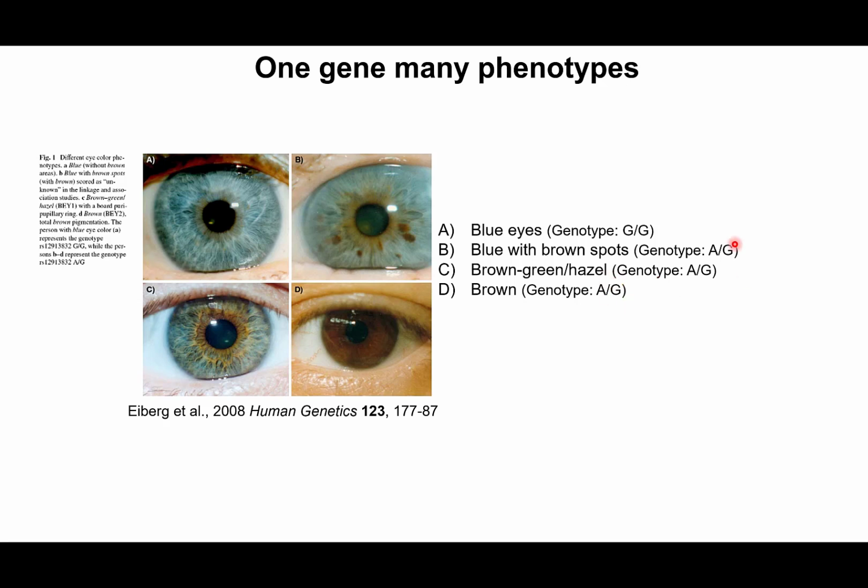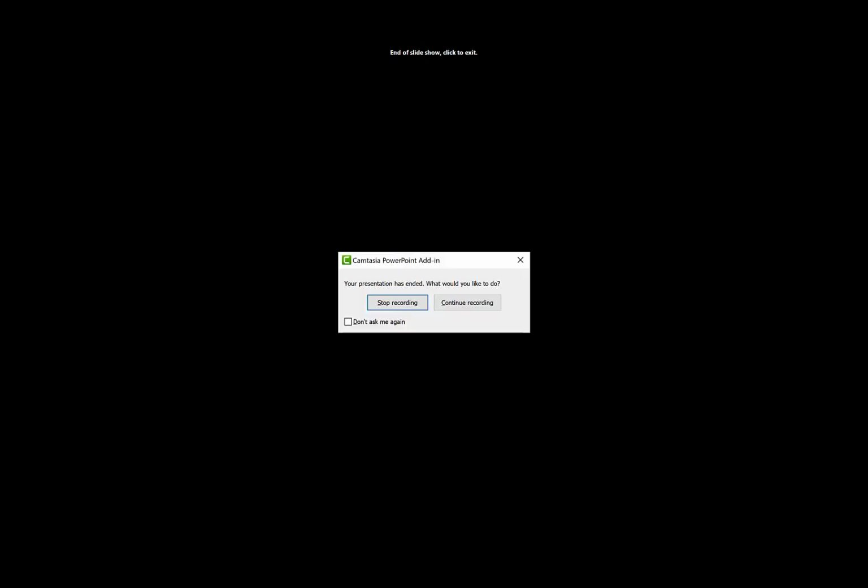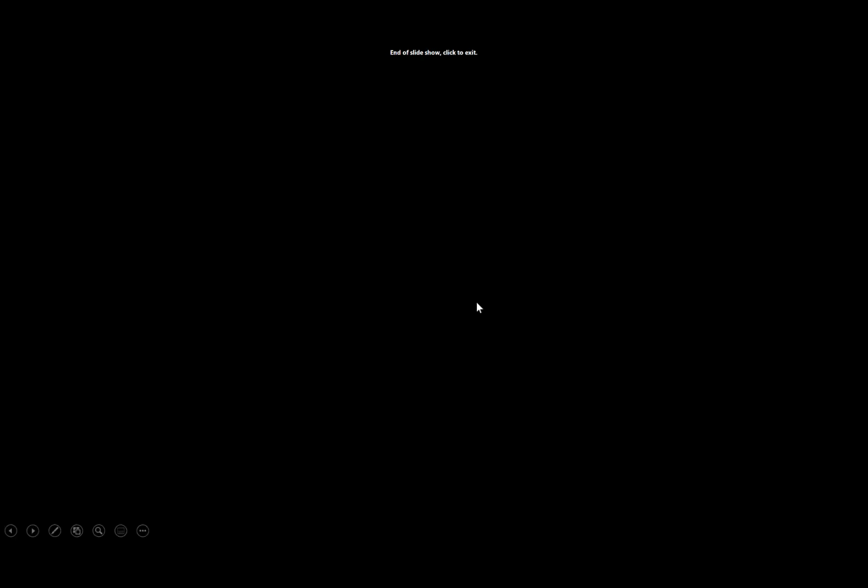The exact same genotypes for all three of these: brown, blue with brown spots, hazel, and brown. But because it's got that different pleiotropic effect, we aren't able to distinguish it. It's different between people.